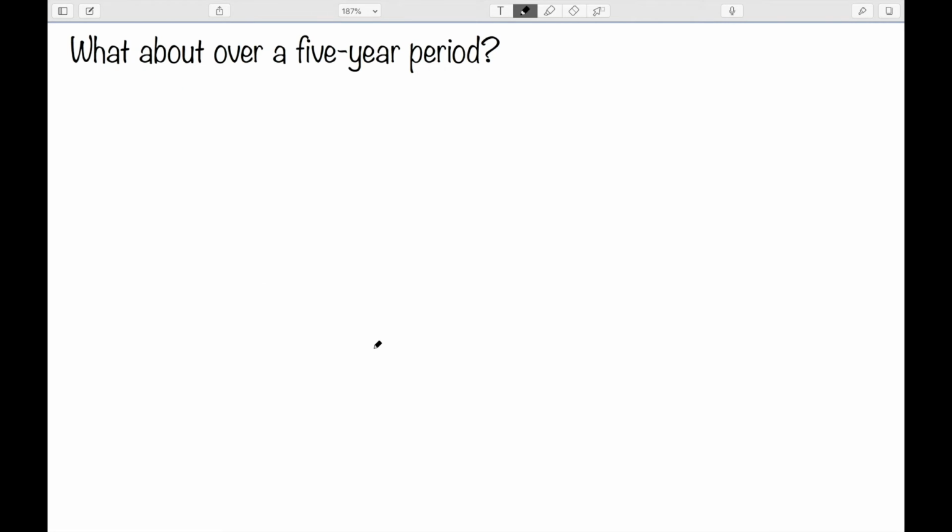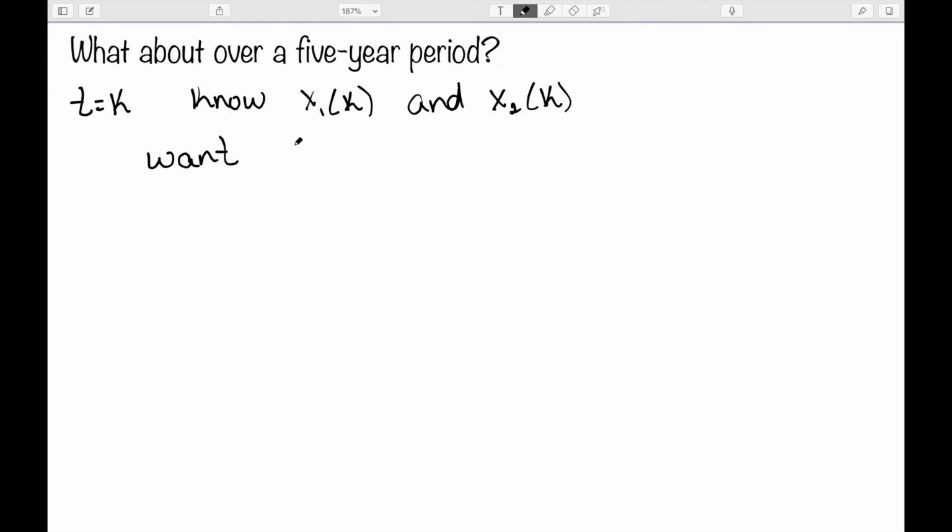What about over a 5-year period? What if I want to see what happens over 5 years? Well, in order to figure this out, let's suppose we know what happened at time t equal to k, and we want to know what happens at k plus 1. So we know x1 of k and x2 of k, and then we want x1 of k plus 1 and x2 of k plus 1. What happens 1 year later, or k plus 1? What happens 1 year later?